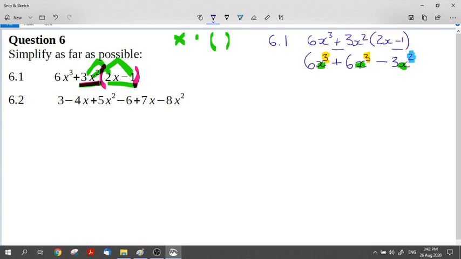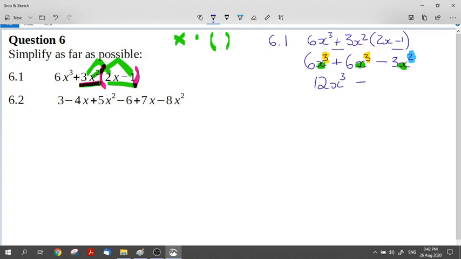So we've got 6x cubed plus 6x cubed. So this would be 6 dinosaur eggs plus another 6 dinosaur eggs gives me 12x cubed. Okay, so if I'm adding dinosaur eggs, they must still end up as dinosaur eggs, x cubed.